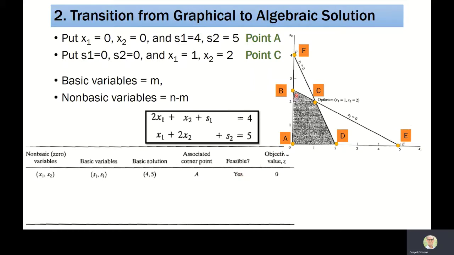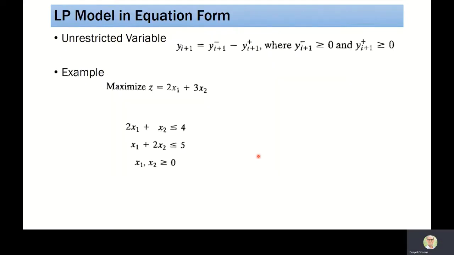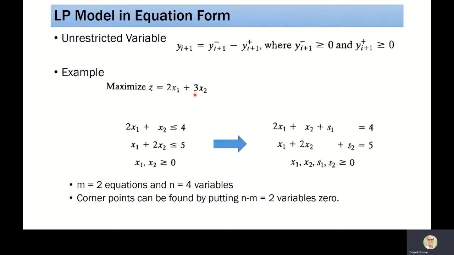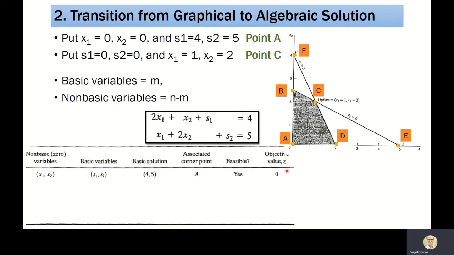Is this feasible? Looking at the graph and the shaded region, we can say yes, it is feasible because both the constraints are satisfied. What is the objective function value? If I go back here and put x1 equals 0 and x2 equals 0, the z value will become 0. So that's why we have written 0. Now let us take another pair of non-basic variables, which is x1 and s1. So x1 and s1 are 0. We are taking x2 and s2 as basic.